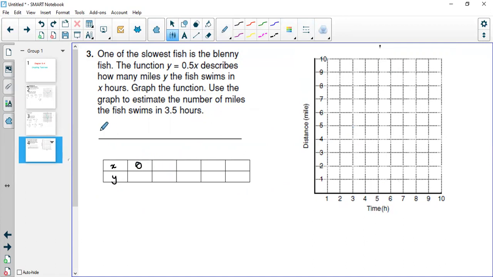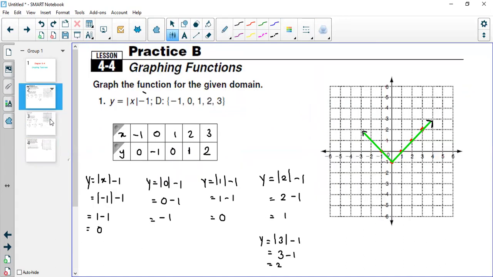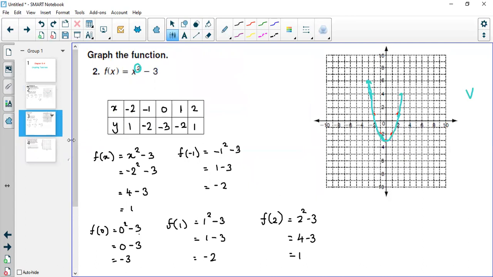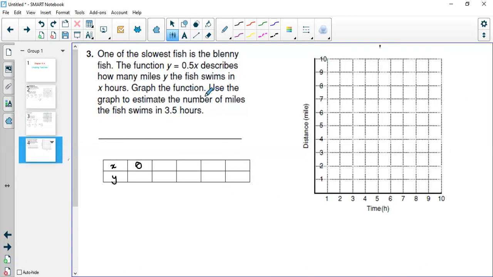For the previous questions, we were not given any situation, whereas for this question, they have asked us to find out how much time it swims. So for such questions, we need to choose positive numbers wherever possible. I have chosen 4 numbers, 0 to 4. It's totally up to you how many you want to choose. You can continue the table as long as you want to and then graph it.